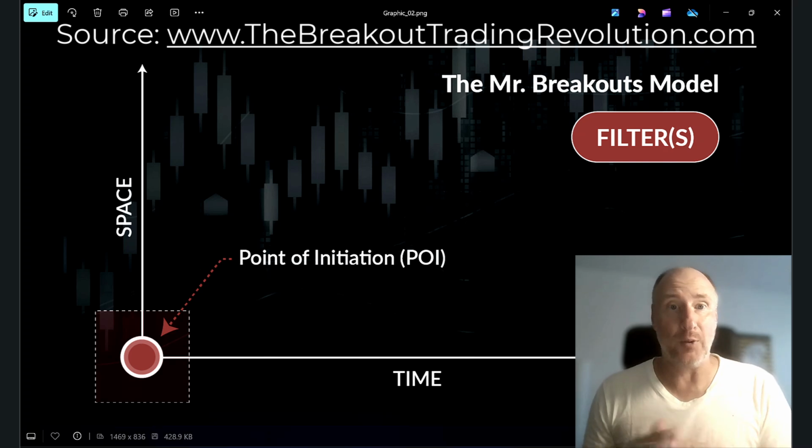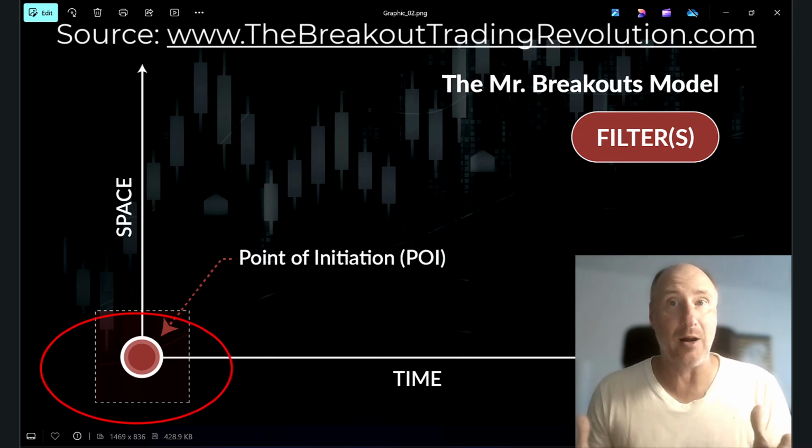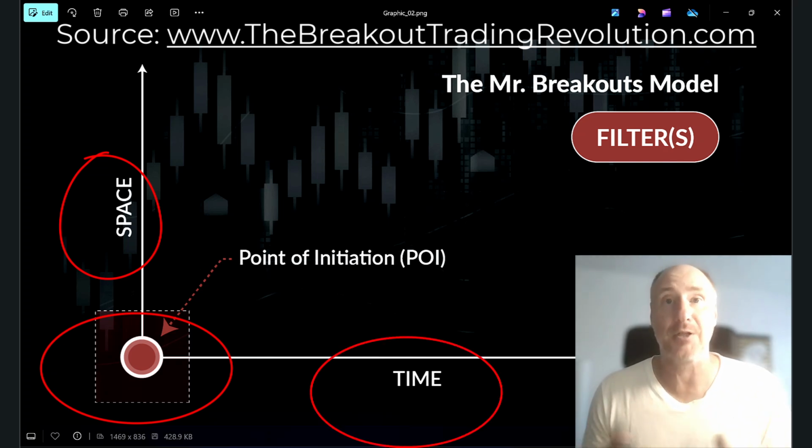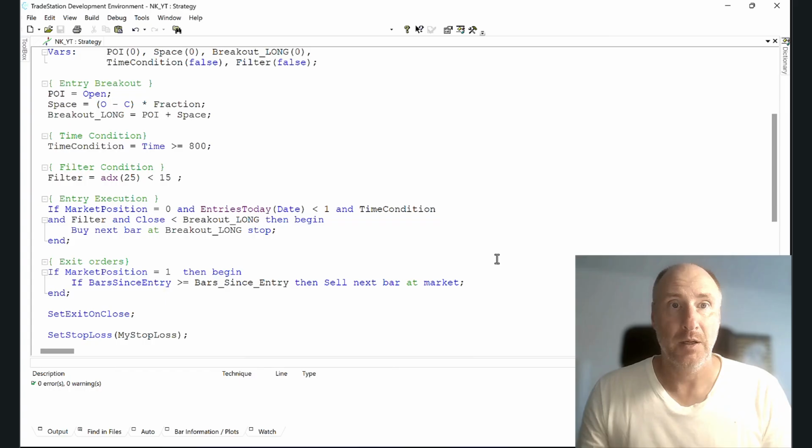So let's recapitulate. We have point of initiation and calculation of the space where the breakout should occur. We also have time condition and we have implemented the filter. So next we need to construct the execution itself, and it's really simple.